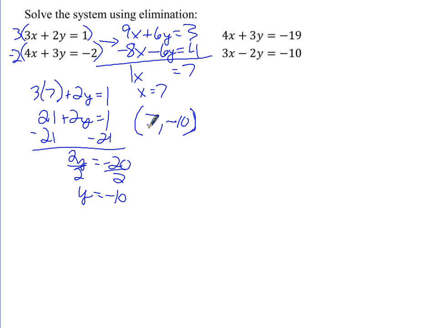So, let's see. Take the 7, plug it in for x. Take the -10, plug it in for y. What does this turn into? 21. What does this turn into? -20. If I put those together, do I get 1? Yeah. Take 7, plug it in. 4 times 7, what's that? 28. What's this one turn into? It's -30. 3 times -10, -30. So I got 28 here, -30 here. If I put those together, do I get -2? I think so. So that's our answer.